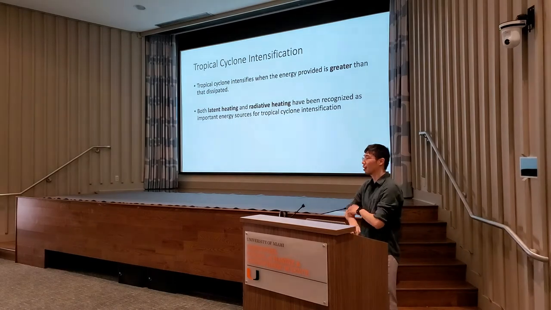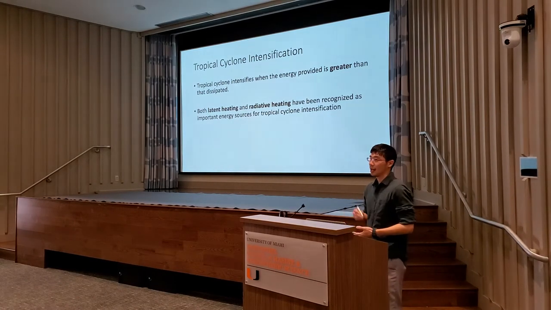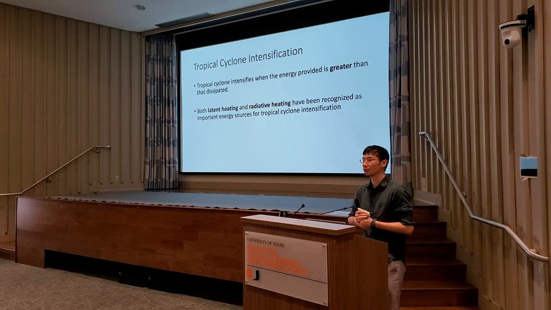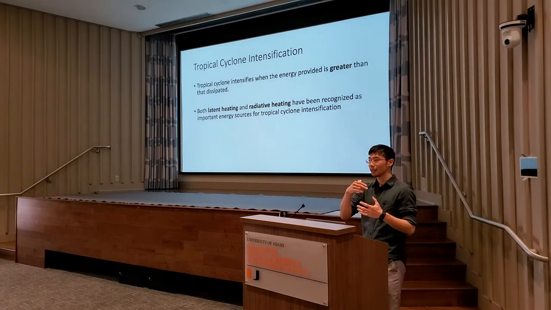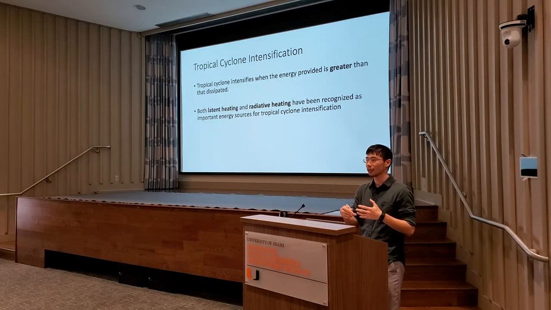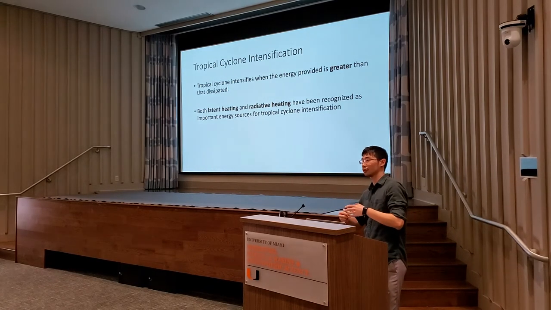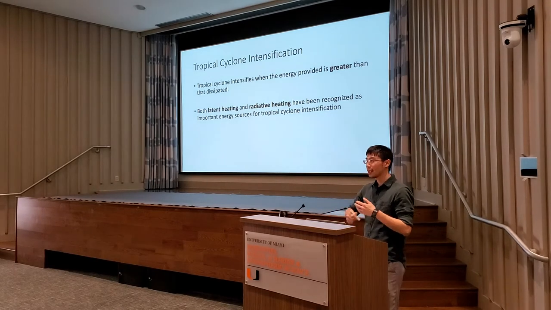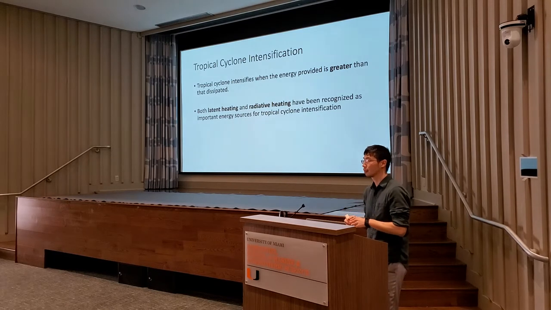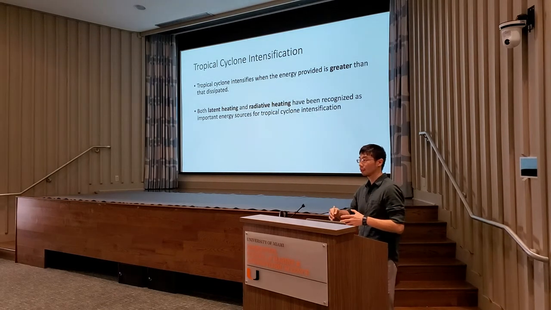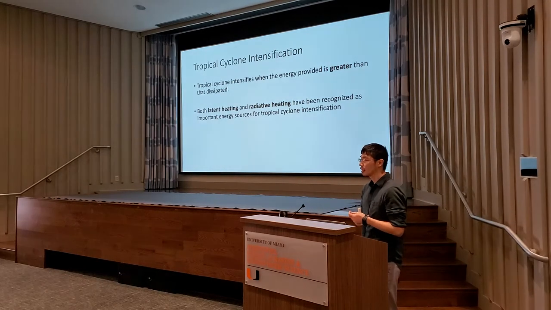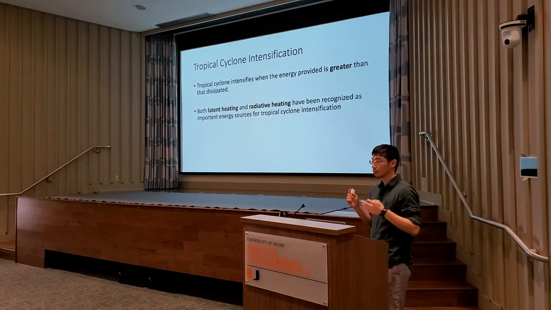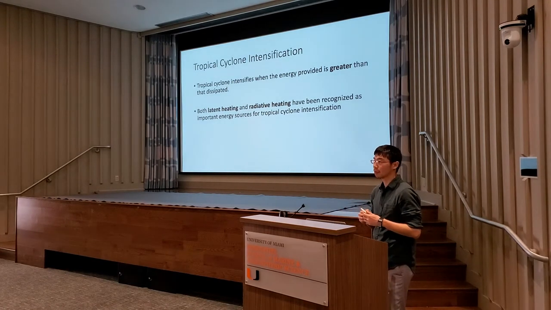So let's start with tropical cyclone intensification. A tropical cyclone intensifies when the energy provided is greater than the energy dissipated. That means when the net energy in the tropical cyclone is positive, the tropical cyclone is going to intensify in the future. So if we can investigate how the energy cycle works in a tropical cyclone, then we can better predict future tropical cyclone intensity. Both latent heating and radiative heating are important energy sources for tropical cyclones.